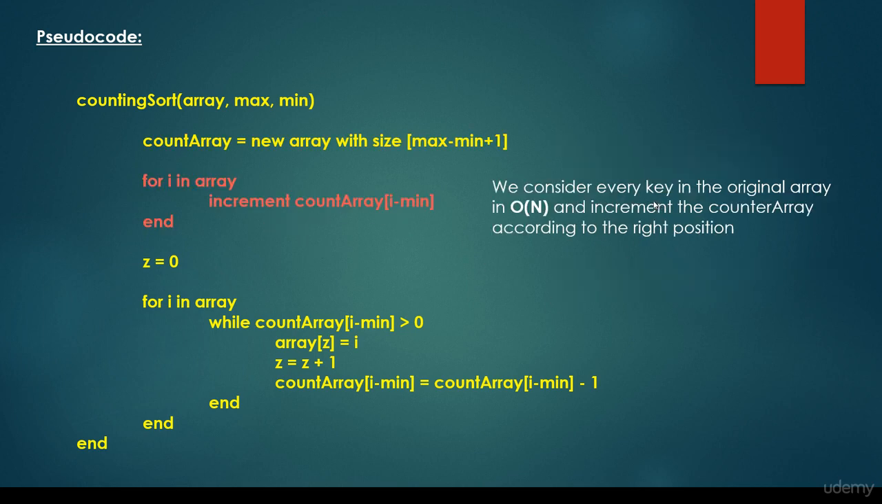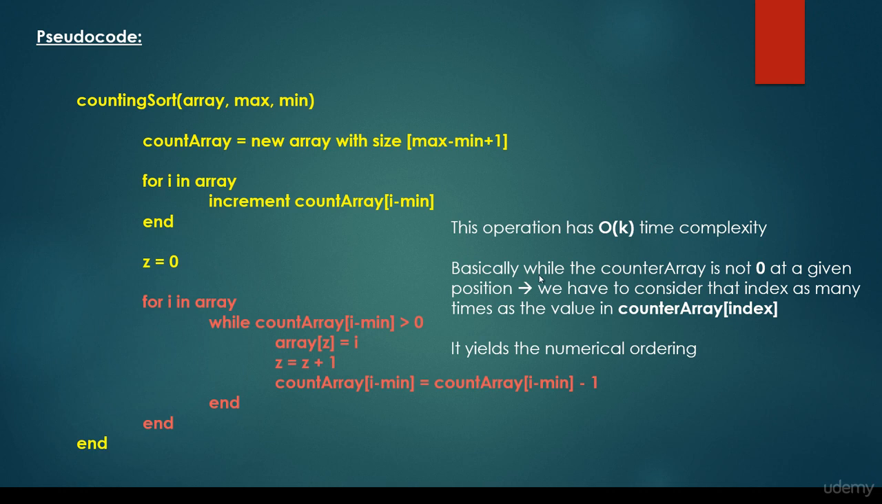Then we consider every key in the original array in O(n) and increment the counter array according to the right position. And finally, this operation takes O(k) time complexity. We iterate through the counter array, and while the counter array is not 0 at a given position, we have to consider that index as many times as the value in the counter array. Okay, it yields the numerical ordering, of course.